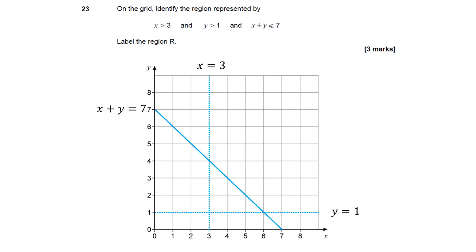We now need to find the region. It's larger than 3 for the x's, so it's got to be to the right of our x equals 3 line. y is larger than 1, so it's got to be above our y equals 1 line. And as x plus y is smaller than or equal to 7, it's got to be below our x plus y equals 7 line, so bottom left of it. Which means it must be this triangle in the middle here, which I've labelled R.